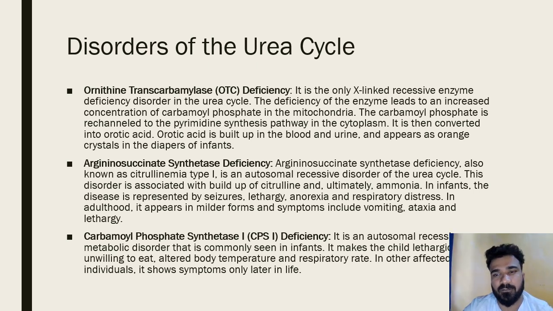Argininosuccinate synthetase deficiency, also known as citrullinemia type 1, is an autosomal recessive disorder of the urea cycle. This disorder is associated with buildup of citrulline and ultimately ammonia in infants. The disease is represented by seizure, lethargy, anorexia, and respiratory distress. In adults, it appears in a milder form, with symptoms including vomiting, ataxia, and lethargy.